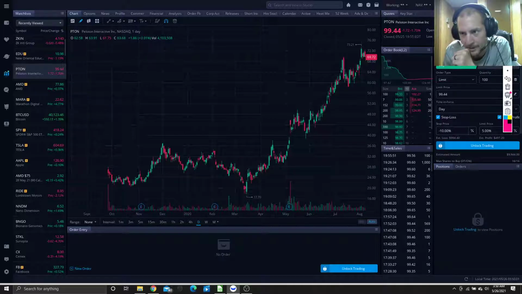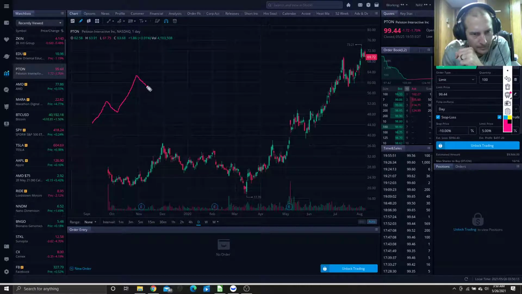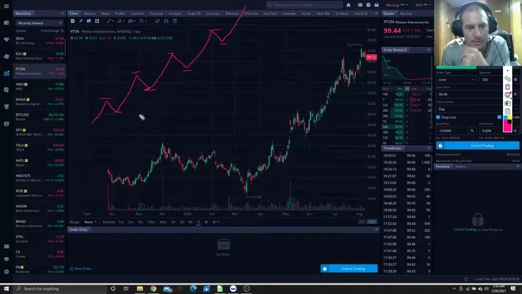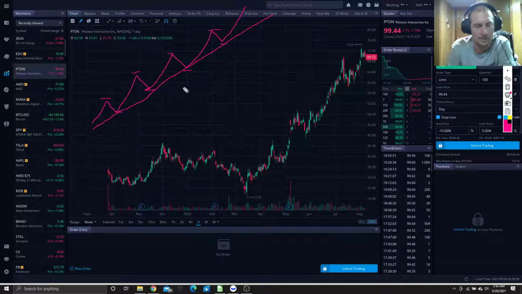So basically, what is a trend? Stocks don't move straight up and they don't move straight down. What they do is they move in waves like this. So if you notice, a trend is defined as a stock making higher highs, an uptrend, and higher lows. We're making higher highs and we're making higher lows. So this is an uptrend. And a downtrend is defined as a stock making lower highs and lower lows.